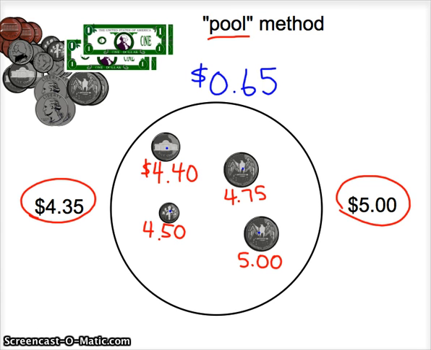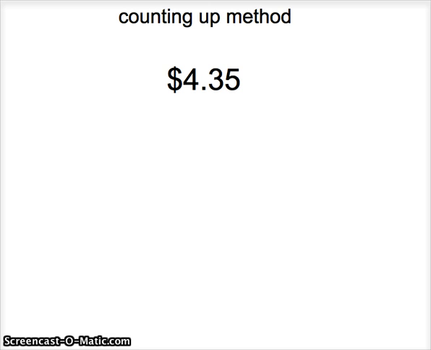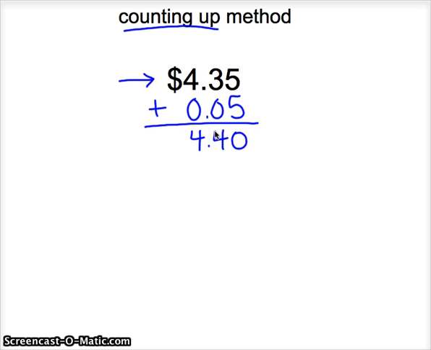Another way to solve this is to use the counting up method. This is the same concept as the pool, but we're just using numbers and not pictures. So we start with the lower number, which is $4.35, and now we just need to count up to get to $5. And what I would add first would be the nickel, and that gets me to $4.40. And I want to circle this because everything I'm adding is what I'm getting back in change. This is how I'm finding the difference between $4.35 and $5.